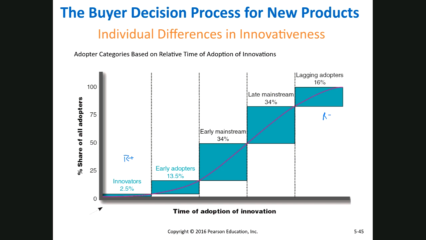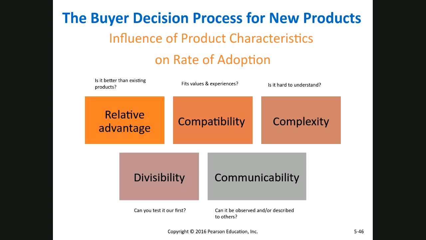So these are the adopter categories based on a relative x-axis time and percentage share of all adopters. You can see by the time we get up here, we've got nearly everybody. So the biggest group is early and late mainstream, with only a few people jumping out, standing in line, waiting all night to get the brand new product.